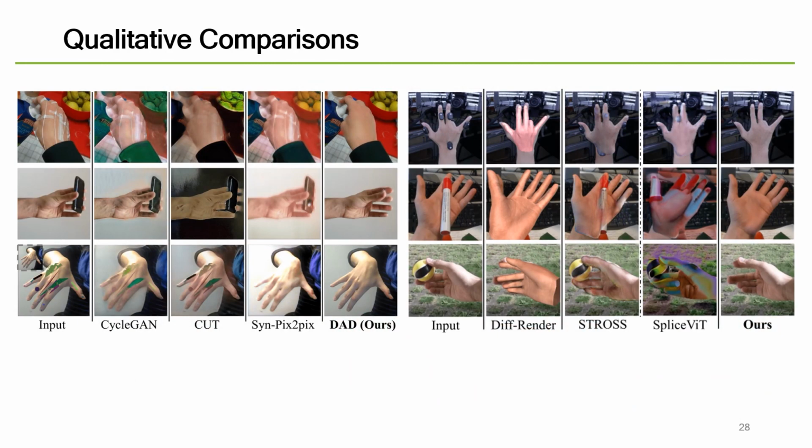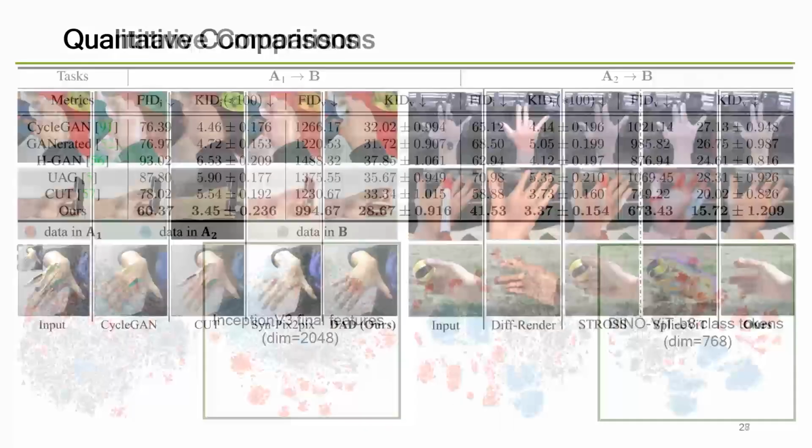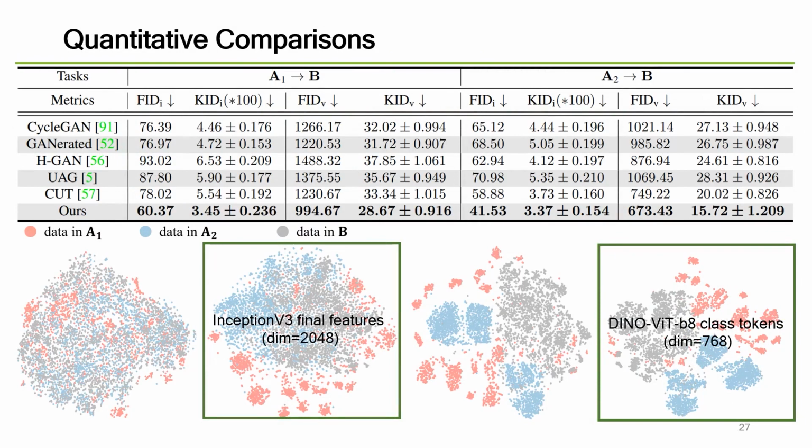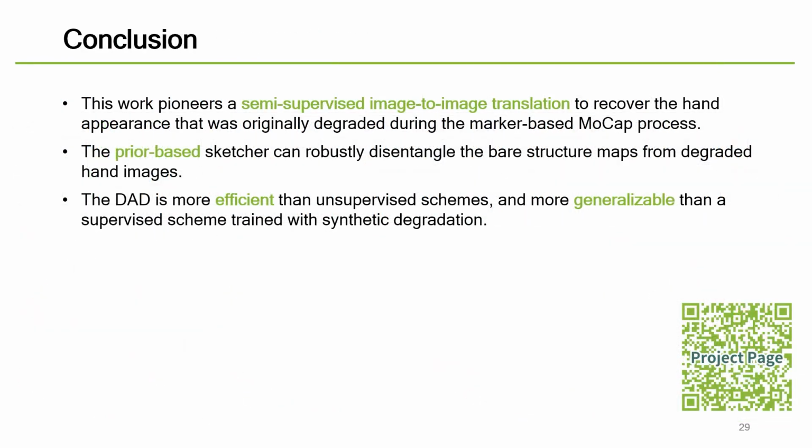Numerous qualitative experiments prove that our framework can robustly recover photorealistic hand appearance from diverse marker-contained as well as object-occluded datasets. We also adopt FID and KID to quantitatively compare the fidelity of the generated results using our method and other baselines. This work can be summarized as follows.